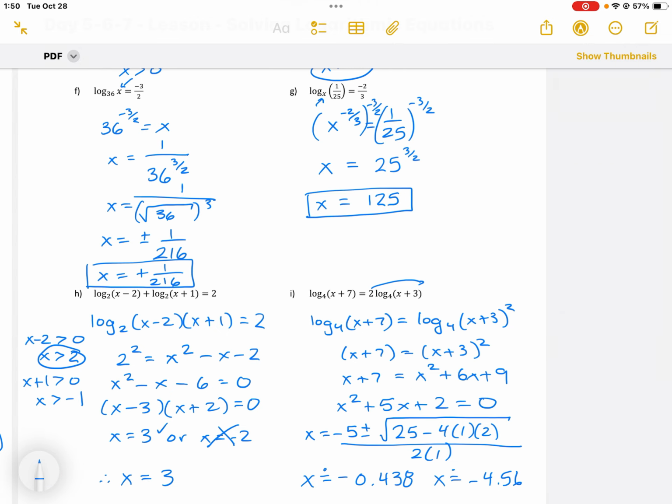Before we decide which answers are valid, we're going to go back and check our restrictions. So the first bracket tells me that x plus 7 has to be greater than 0. So that means I know that x has to be greater than minus 7. So with that restriction, both are valid. For my second bracket, I know that x plus 3 also has to be greater than 0. So that means that x has to be greater than negative 3. Therefore, we only have one solution. And those are some examples of solving logarithmic equations.